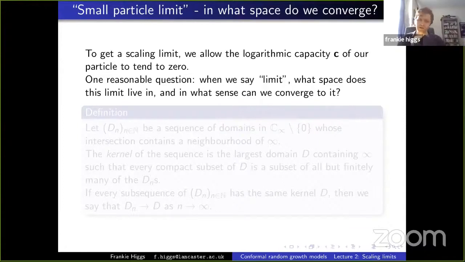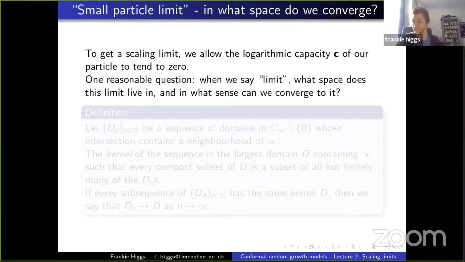But another question we have to ask when we're talking about limits is, in what sense are we converging? So we're talking about clusters. So it's sensible that the set we're working within is the set of compact subsets of the complex plane. The usual way of talking about convergence of compact subsets of any metric space is the Hausdorff distance between two sets. That is, if you like, the maximal diameter of a gap between the two, or the maximum interval you can fit in the symmetric difference.